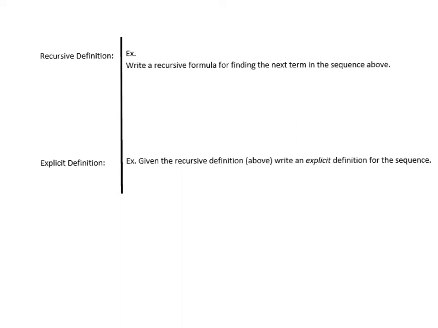To define a rule for all the terms in a sequence, we can use a recursive definition or an explicit definition. A recursive definition looks like a piecewise defined function. You'll have different rules for your input to get different values for your output. So it looks like a piecewise function. And what you'll do is you'll separate your formula. Instead of f of x equals, we now define it as a sub n equals. And n meaning any term in your sequence, a sub n would be the number of that term.